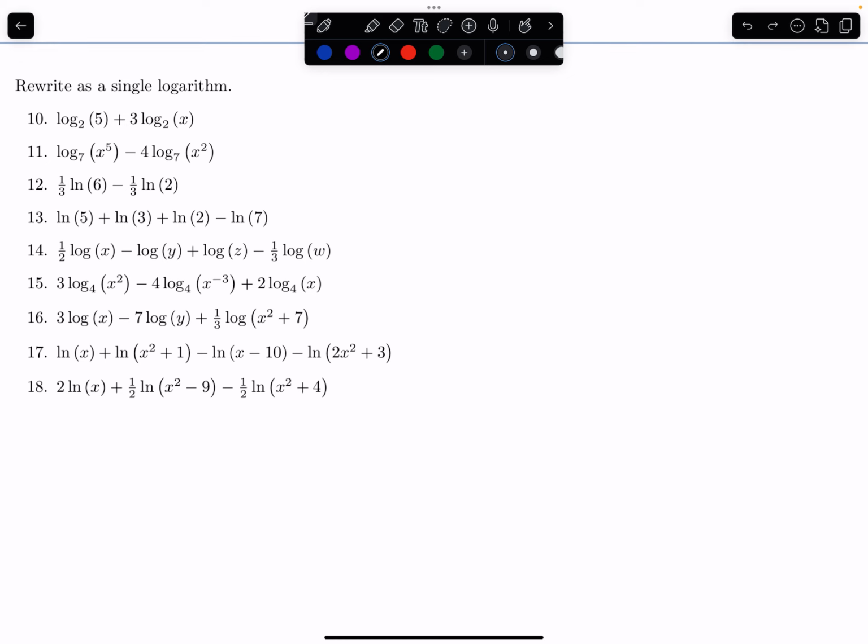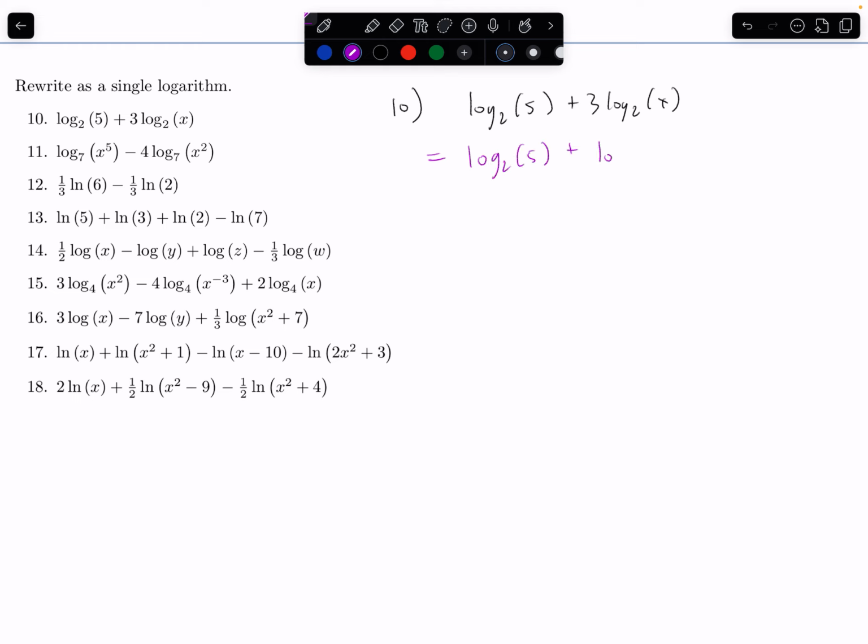But yeah, right now we're just combining because the logs are the same. So here's number 10. I've got log base 2 of 5 plus 3 log base 2 of x. Now, the first thing I want to do is take care of any of these numbers out in the front and change those to exponents inside my log. So that's going to look like this.